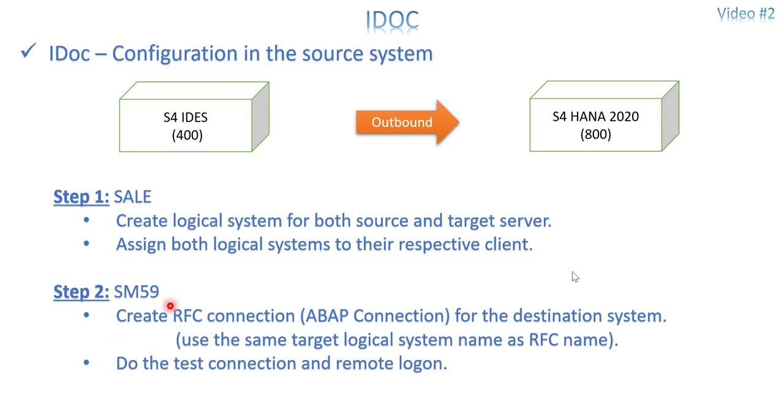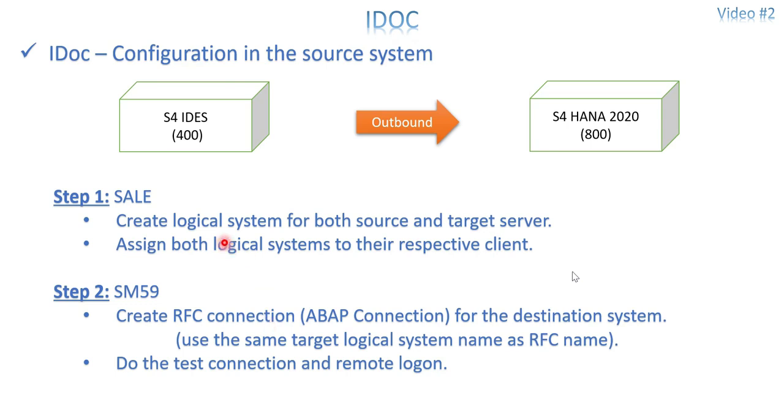Step 2, create the RFC connection using transaction SM59. You can still follow the same SALE transaction, which has one more option to create an RFC. If not, go to SM59 and create an RFC connection, an ABAP connection, for the destination system. Here are a few points. This is roadmap 1, or I can say design number 1. Here I'm going to use the target logical system name as the RFC connection name. That is easy for the system to recognize and map.